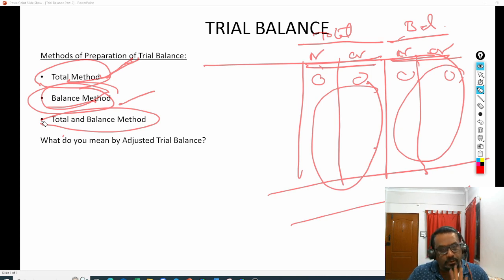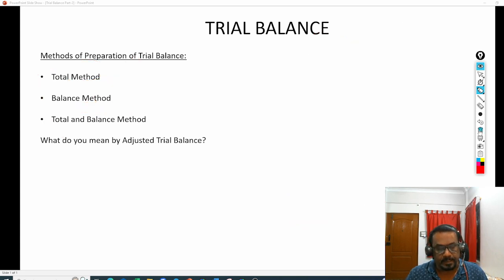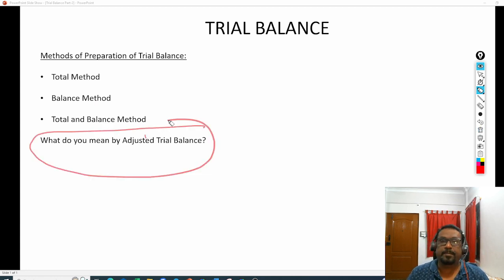So now you understood all the 3 methods of preparing trial balance, right? Most popular method is balancing method. This is the method we follow for preparing the trial balance, and this is the method we follow for preparing profit and loss account and balance sheet. Clear? Right. Now, what do you mean by adjusted trial balance?